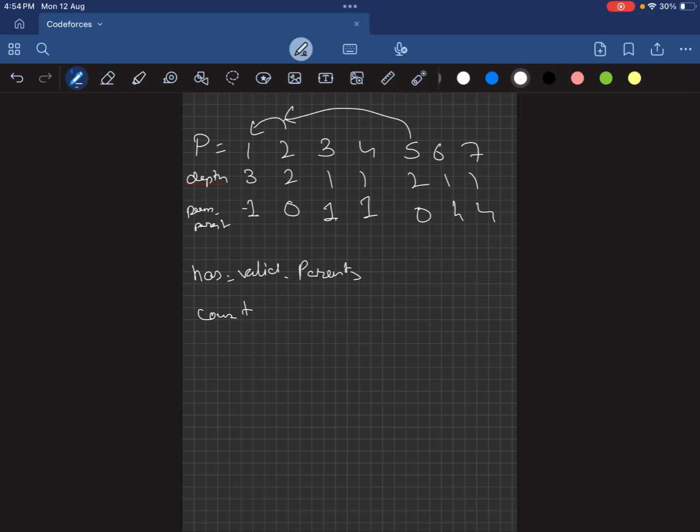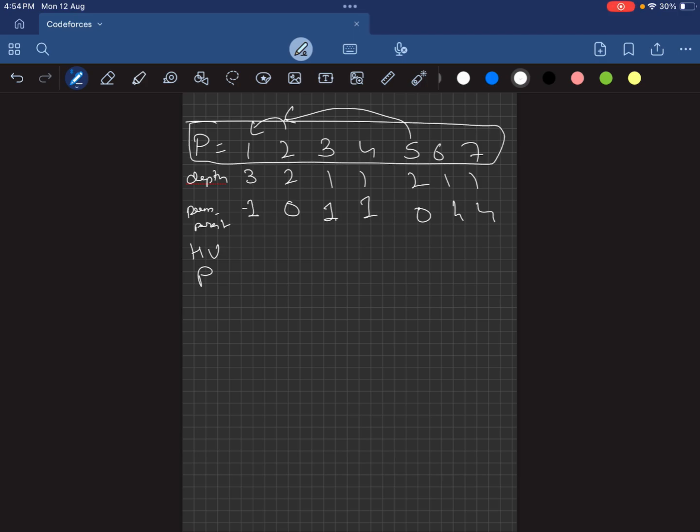So from the permutation, we'll maintain a has valid parent array. I'll just call it hvp. Looking at this permutation, for index 0, it has a valid parent if that number is equal to 1. So this one has a valid parent. Now look at 2. 2's parent is at index 0, and whatever that number is, you can get by right shifting 2 by 1 unit. So this also has a valid parent.